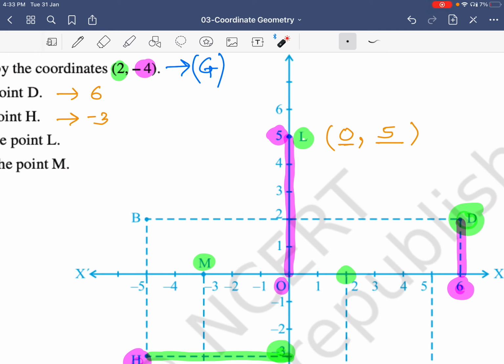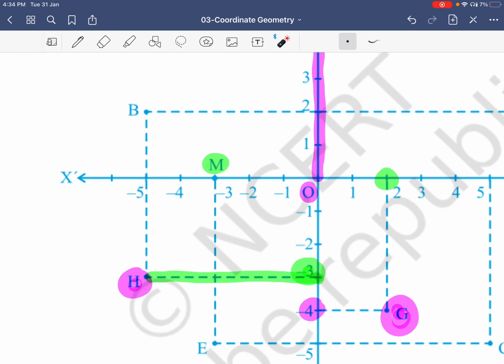In order to find the x-coordinate of L, we draw a perpendicular, and wherever it meets the x-axis, 0, that becomes the x-coordinate. In order to find the y-coordinate of point L, we draw perpendicular from point L to the y-axis. So wherever it meets y-axis, in this case 5, we write that as a y-coordinate.